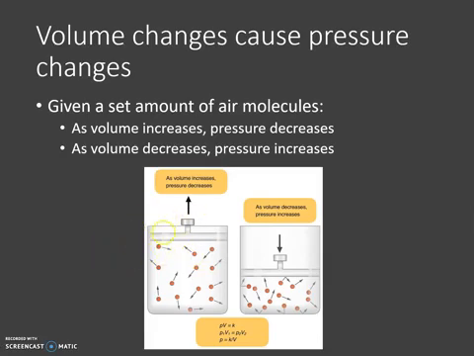Now, if we keep the number of molecules the same, but we decrease the volume, now those molecules are more compressed. And so by decreasing the volume, we have increased the pressure. Now this can also work in the opposite direction, where if we keep the same number of air molecules, but we increase the volume, it will decrease the pressure.